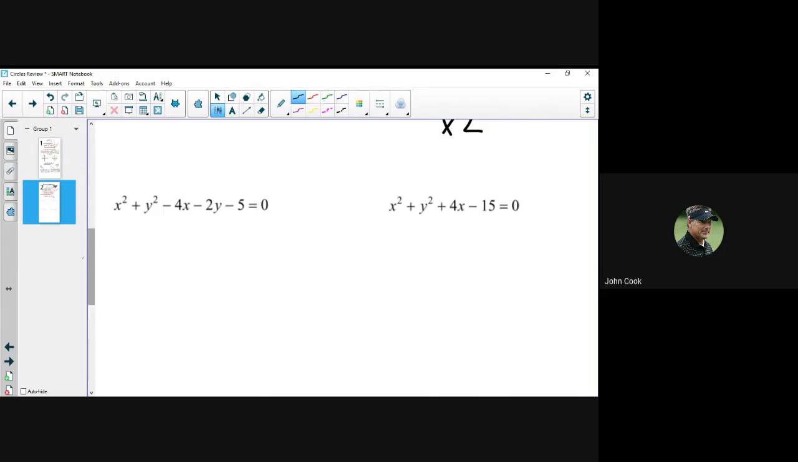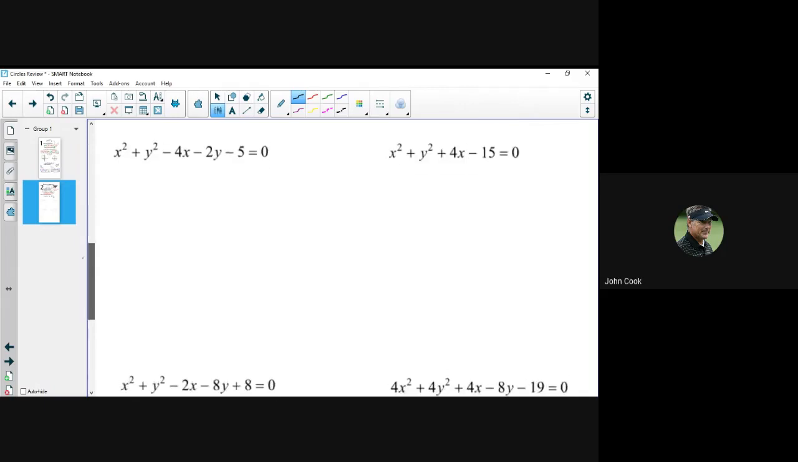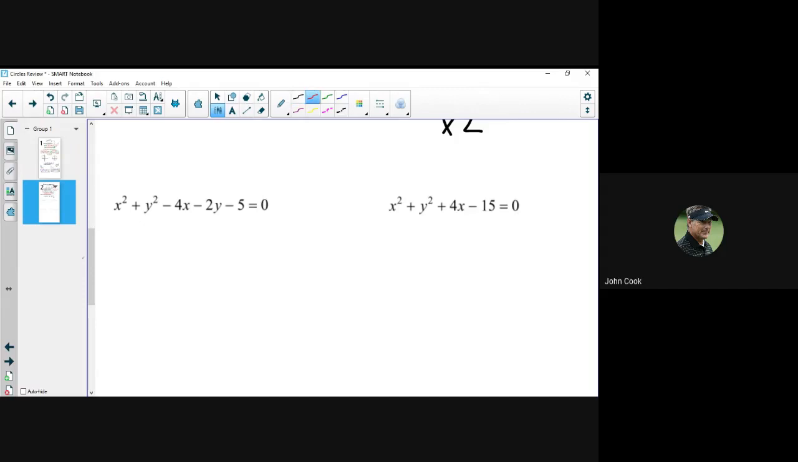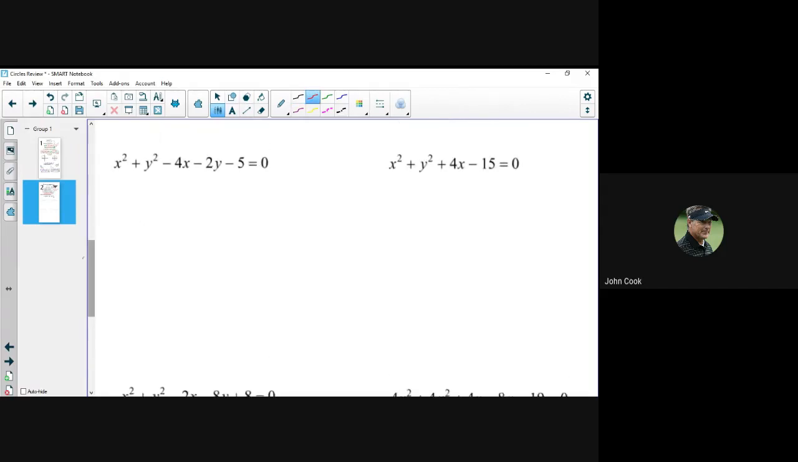All right, so I'm going to run through how to do that real quick for these. So this is the enrichment stuff. All right, ready? Check it out. So let's complete the square on one of the variables. So what you do is you gather up all the x's and all the y's, and you move all the constant stuff to one side.